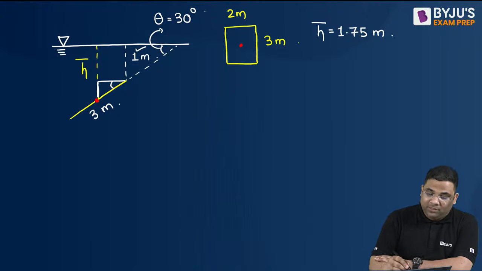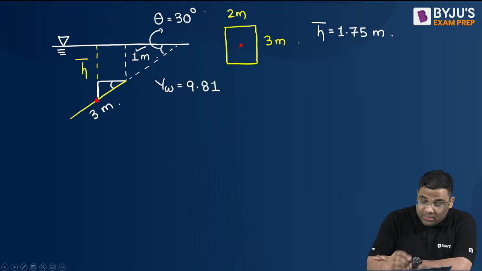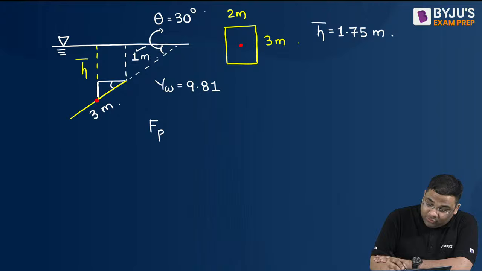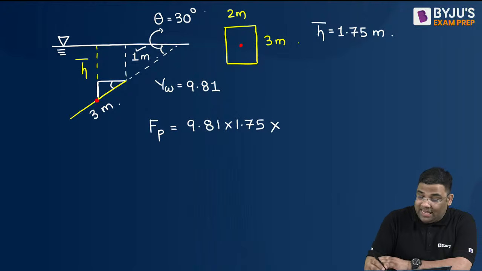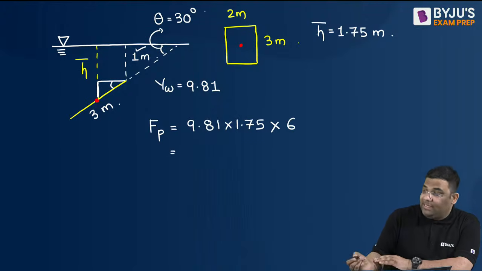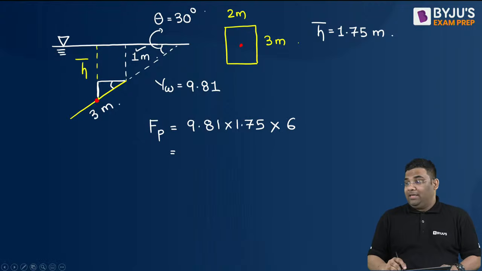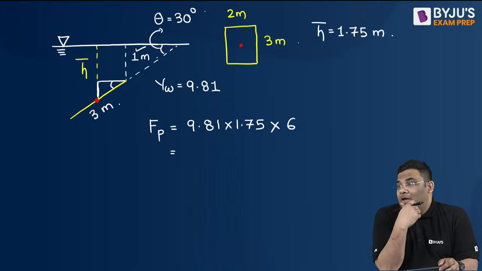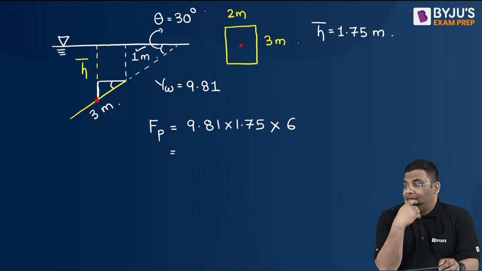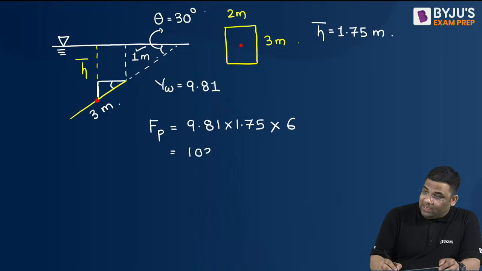Very easy. Suppose this is water. Gamma W is 9.81. If some other thing is given, then I will do just specific gravity into the gamma W. So here the pressure force will be equal to gamma W into h bar, into the area. Area is 6. What is the force you are getting in kilonewton? You are getting approximately 103 kilonewton.